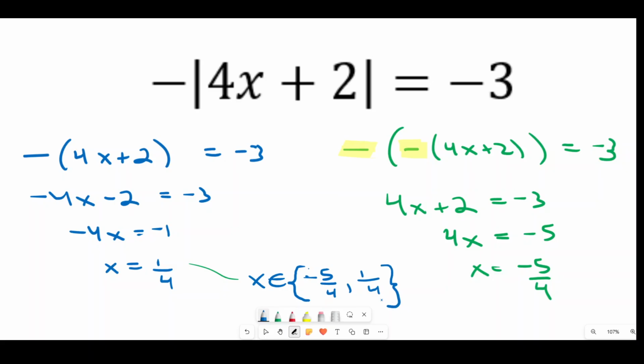And just a reminder that when you are writing a list of numbers, whether they're solutions or whatever, to put them in numeric order from negative infinity on the left to positive infinity on the right.